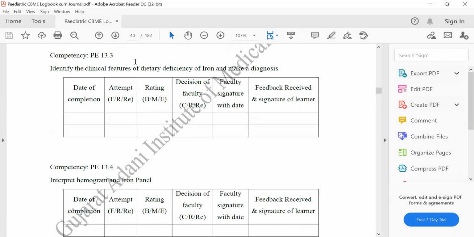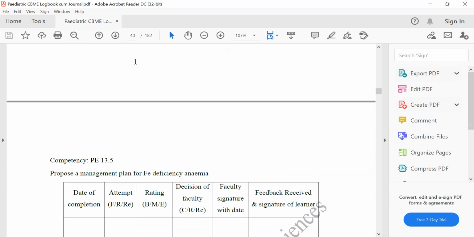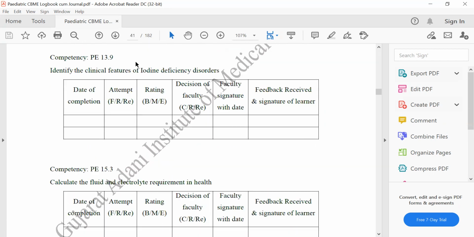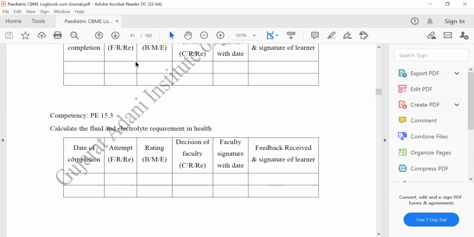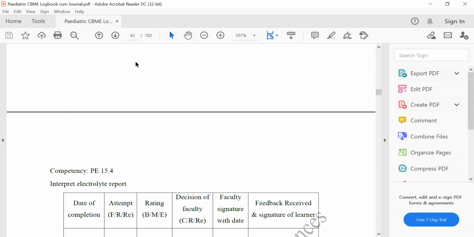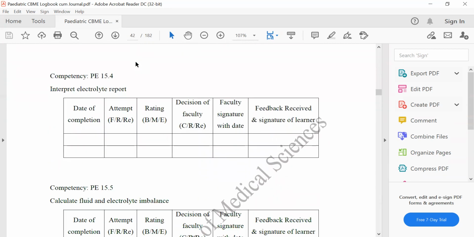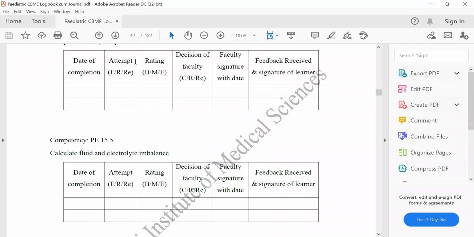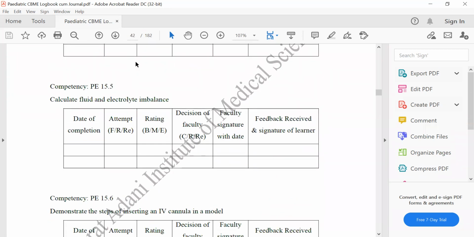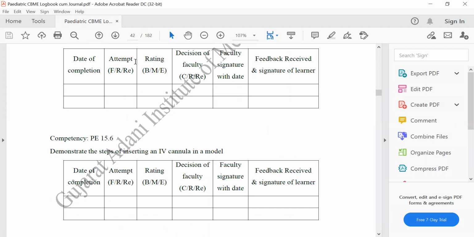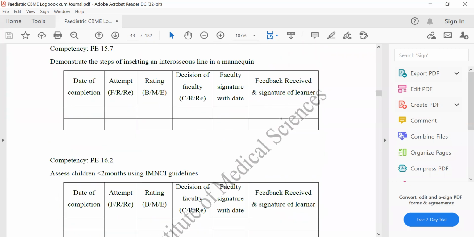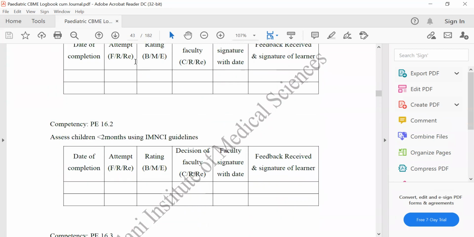So like this, I have prepared the logbook and I'm sharing my experience. Maybe it is fruitful for other faculties also, those who are preparing the logbook for the pediatric subject and even for other subjects also. Basically, first you have to see how many hours NMC has allotted for a particular subject and how many competencies are there. So for example in pediatrics, it is 294 hours and 406 competencies.